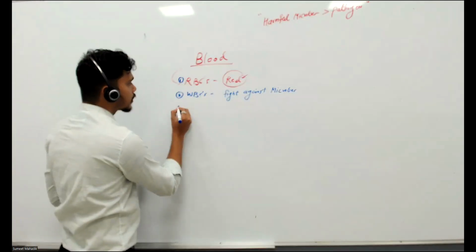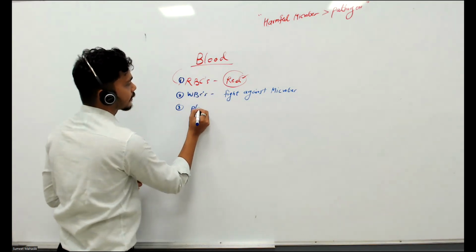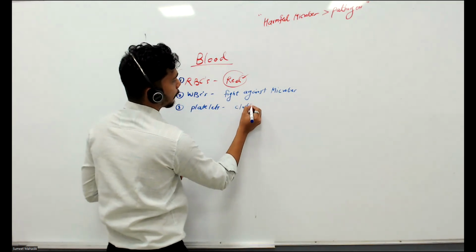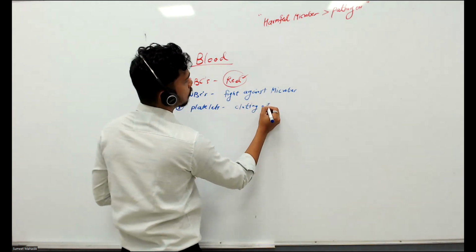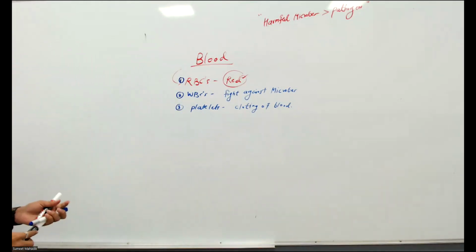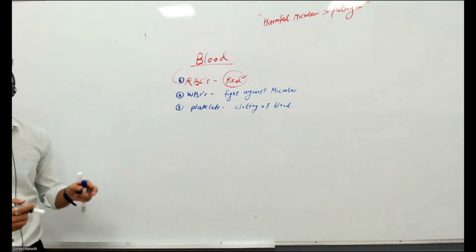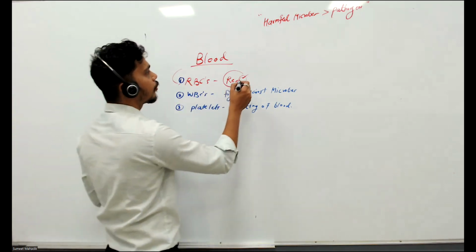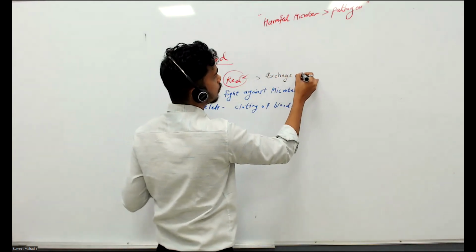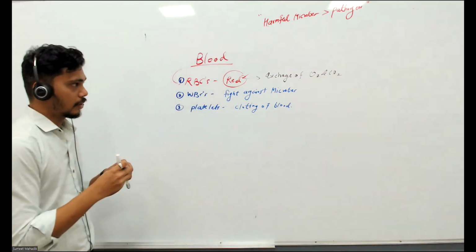Then apart from the WBC, there are thrombocytes. Thrombocytes are also called platelets. Platelets are responsible for clotting of blood. RBC, WBC, platelets, these are the major components of the blood. RBC is responsible for exchange of O2 and CO2 gases.